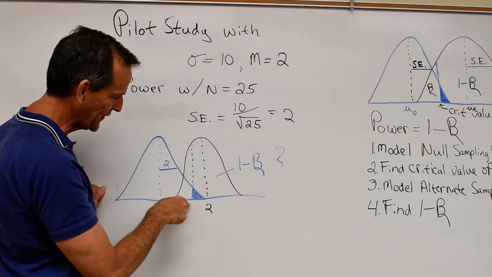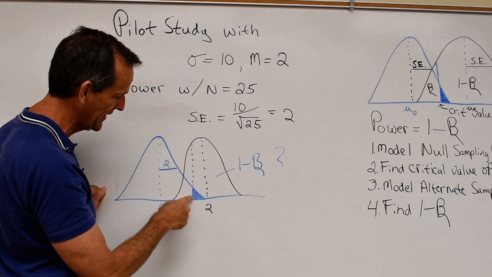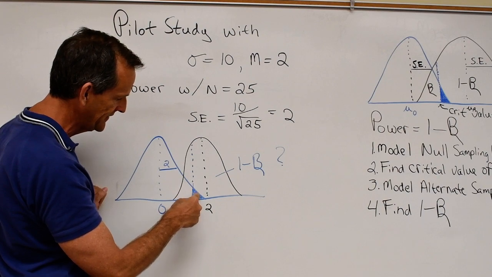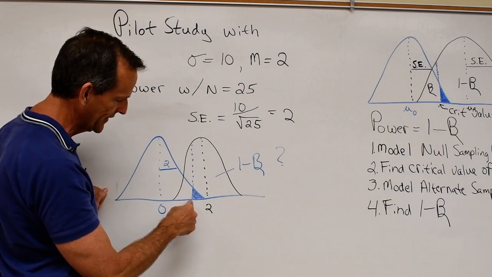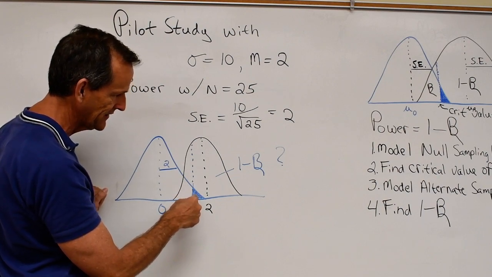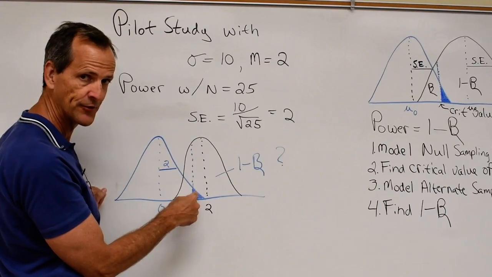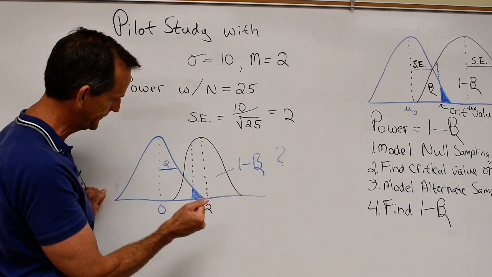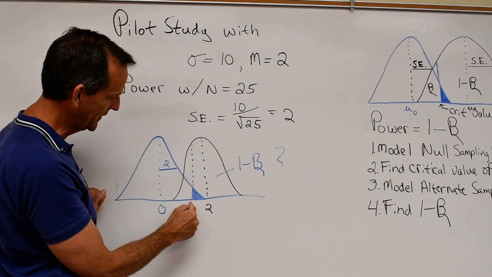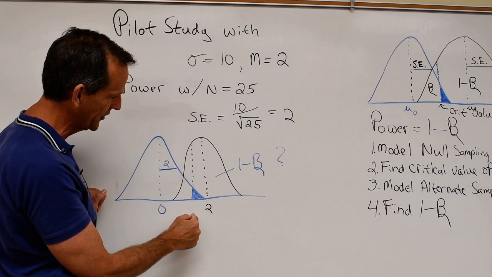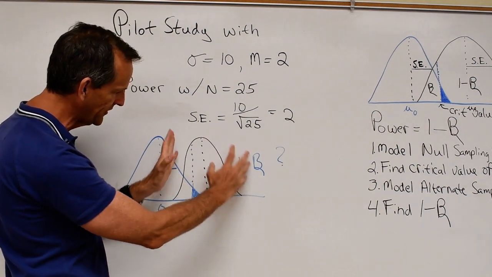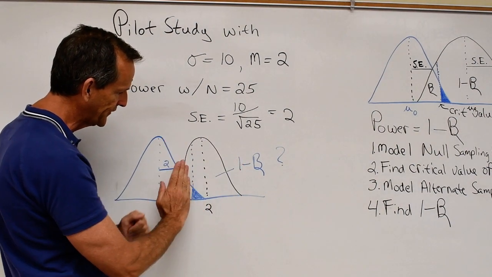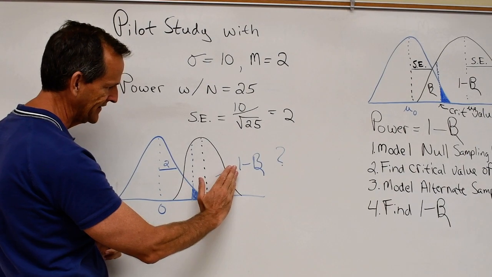All right. To find out how much power we actually have, we have to find what this value is. This is alpha. Or if it's a two-tailed test, it would be alpha over 2, wouldn't it? We'll do both just for grins. So we need to know what this critical value is. Then we can model the alternate and figure out what the area to the right of that is.